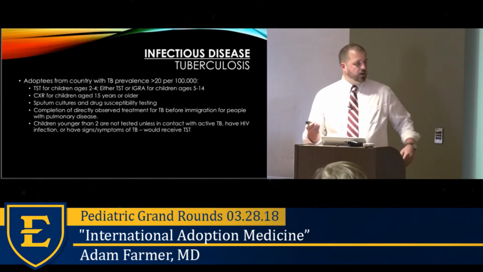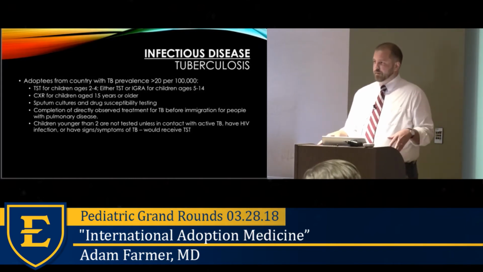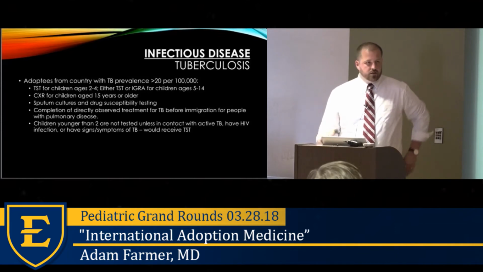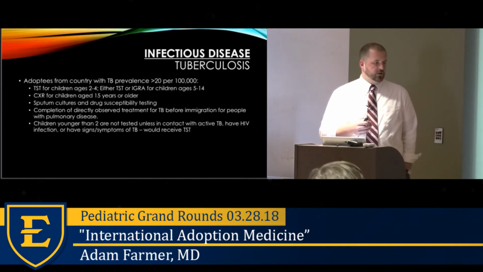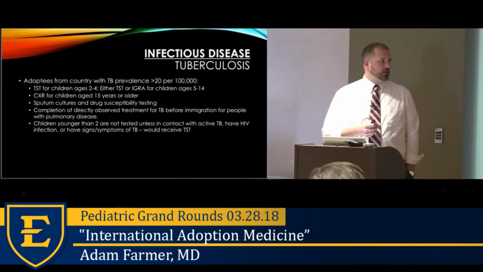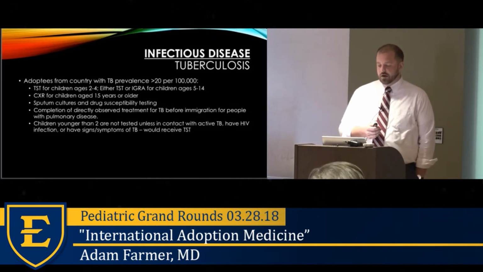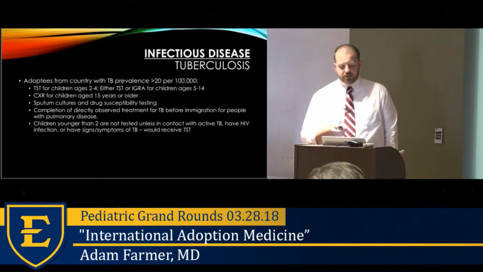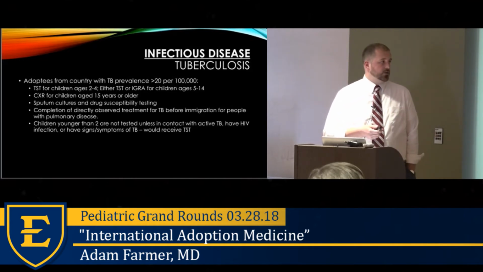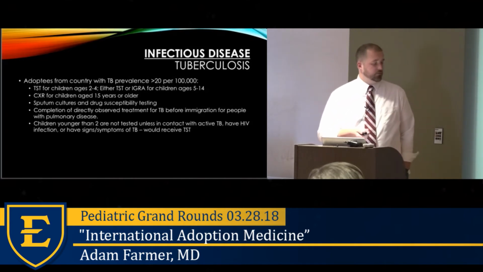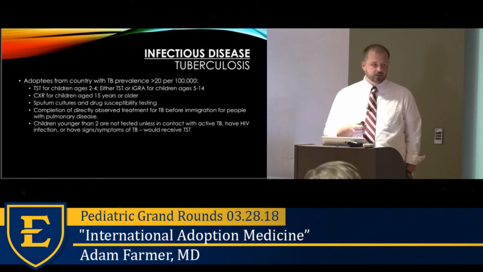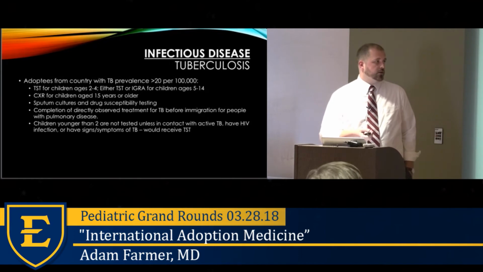Moving into the infectious disease portion of the talk here, you need to be mindful that these kids are oftentimes coming from areas where diseases that we don't see on a regular basis might be prevalent. One of those diseases is tuberculosis. Adoptees coming from countries with a TB prevalence of greater than 20 per 100,000 need to be evaluated closely.